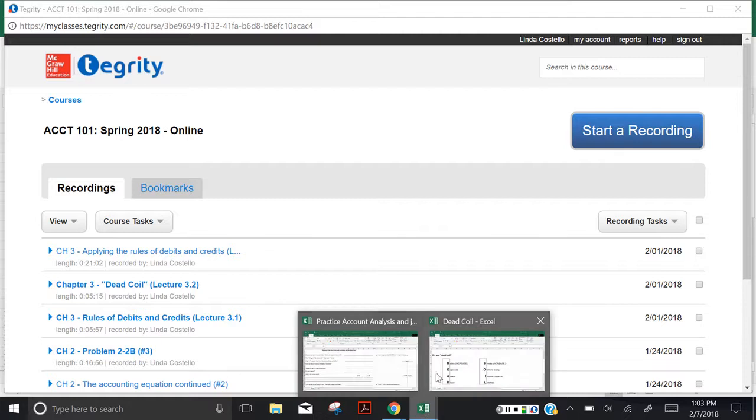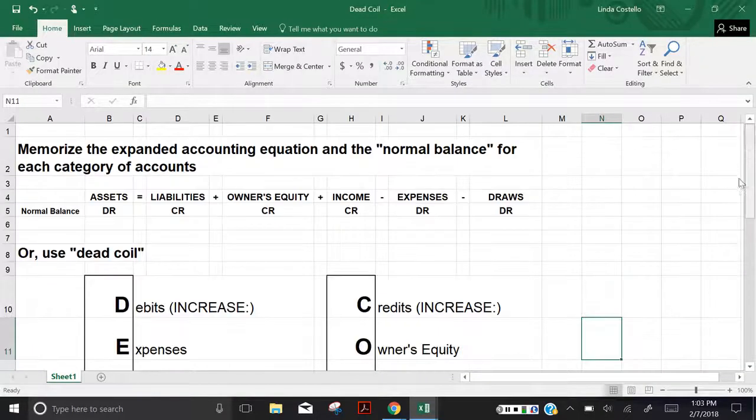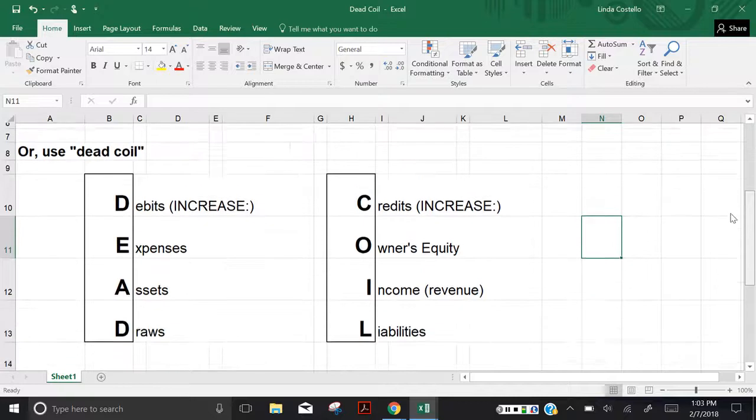You learned that the expanded accounting equation is assets equals liabilities plus owner's equity plus income minus expenses minus draws. And you learned that there is a normal balance for each of those accounts. All asset accounts have a normal debit balance. Liabilities, owner's equity, and income all have normal credit balances. Expenses and draws have debit balances. And we use DEAD CLIC as a mnemonic to remember that.